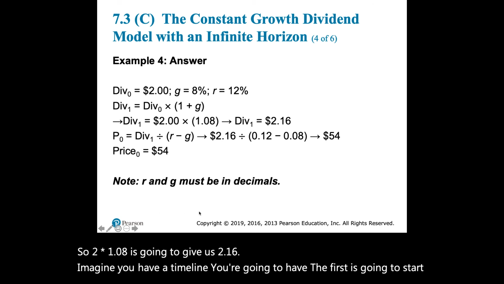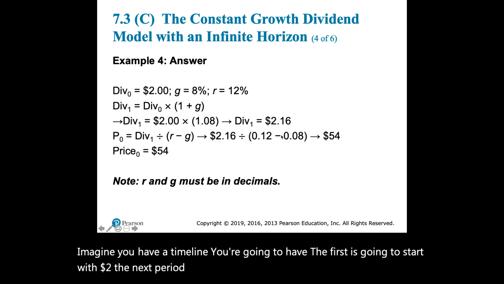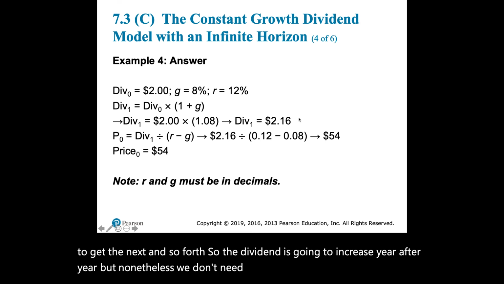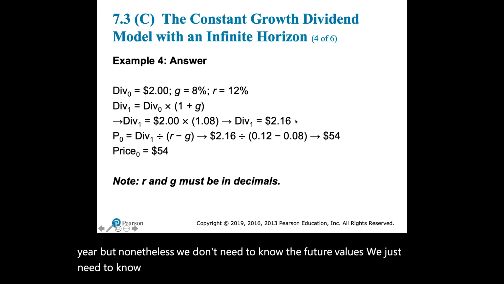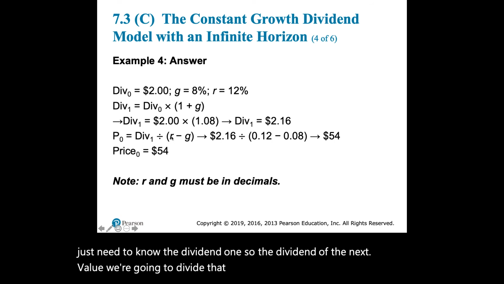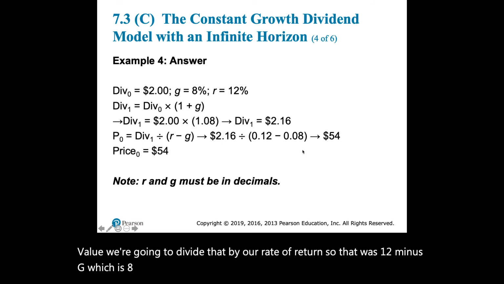But nonetheless, we don't need to know the future values. We just need to know the dividend one. So the dividend of the next value, we're going to divide that by our rate of return. So that was 12% minus G, which is 8%. And that's going to give us a value of $54. Now notice that the rate of return must be greater than the growth rate, or else we have a negative price, and that will not work with the Gordon model.